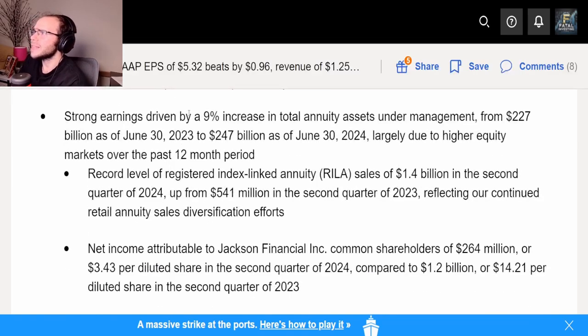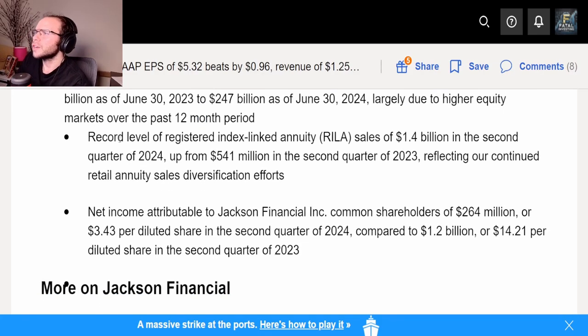Strong earnings driven by a 9% increase in total annuity assets under management from $227 billion as of June 30th, 2023 to $247 billion as of June 30th, 2024. Wow. That's insane. That's a $20 billion increase just in a year, largely due to a higher equity market over the past 12-month period. Record levels of registered index linked annuity, RILA, sales of $1.4 billion in the second quarter of 2024, up from $541 million in the second quarter of 2023, reflecting our continued retail annuity sales diversification efforts.